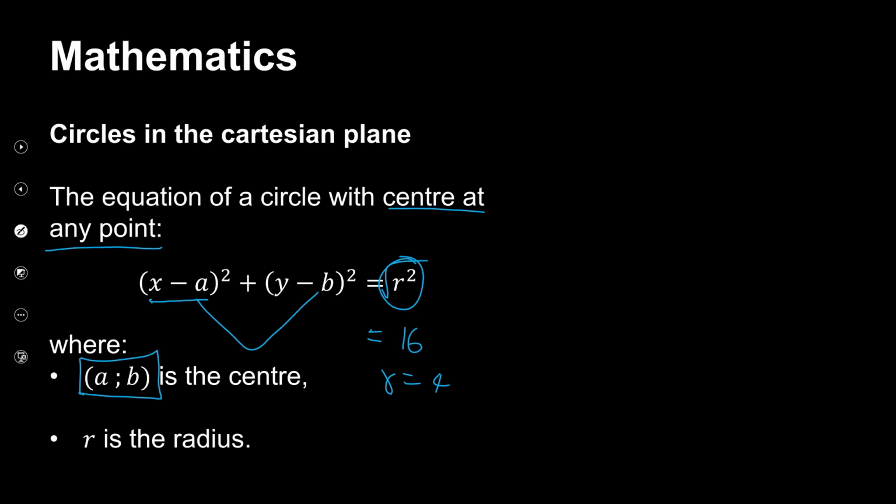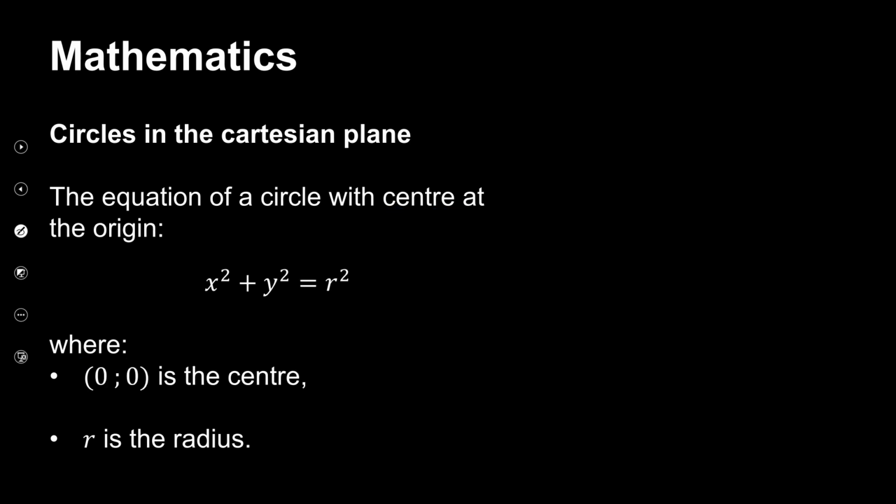So the radius of the circle is 4 units. Now, if the center is now at the origin, it means this is from (x minus a) all squared plus (y minus b) all squared equal to r squared. Remember that I said the a and the b are the coordinates of the center.